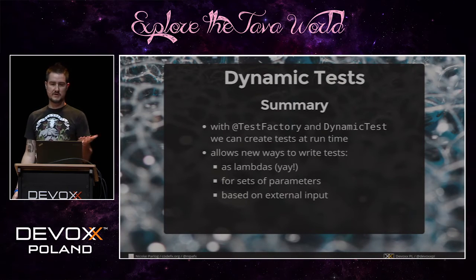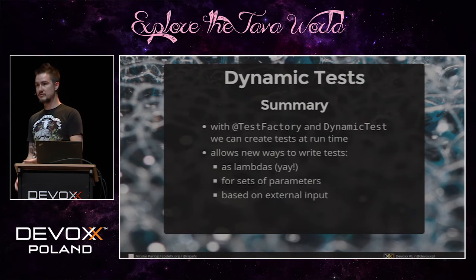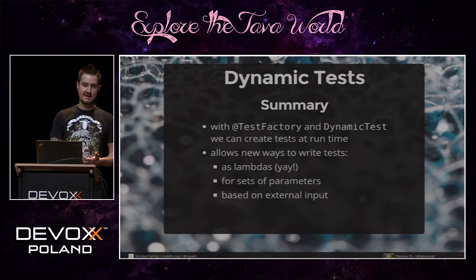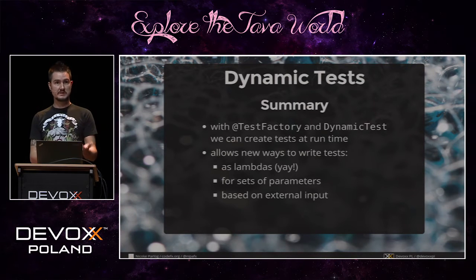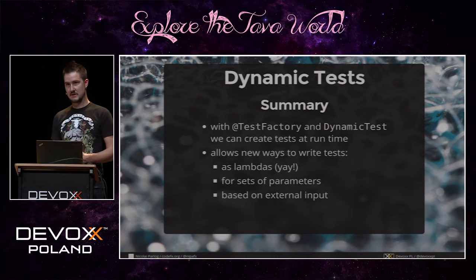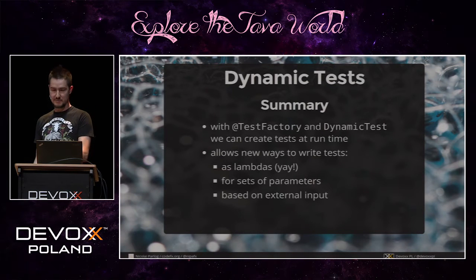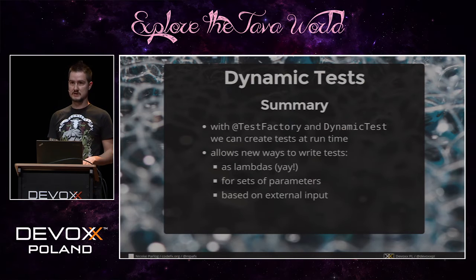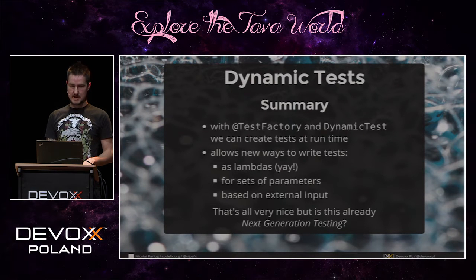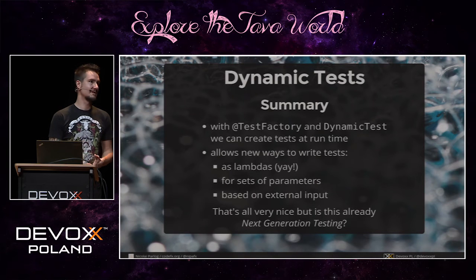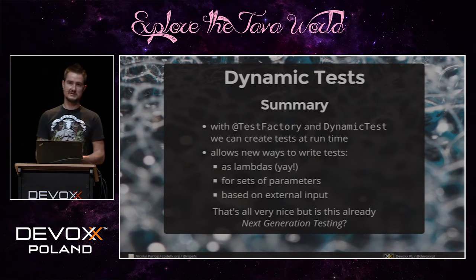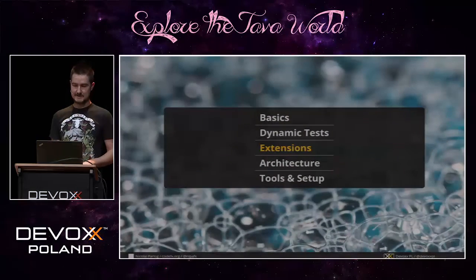So with test vector and dynamic tests, you can easily create tests at runtime. The libraries that we might be using can do that. And it allows us a couple of things that are way easier than they used to be with JUnit 4. So we can use lambdas if we really want to. And as I showed before, we can use sets of parameters, and we can even base it on external input if that's a good reason for that. And again, that's all very nice. But this is not next generation. This is just some incremental improvement. But we'll get there, don't worry.